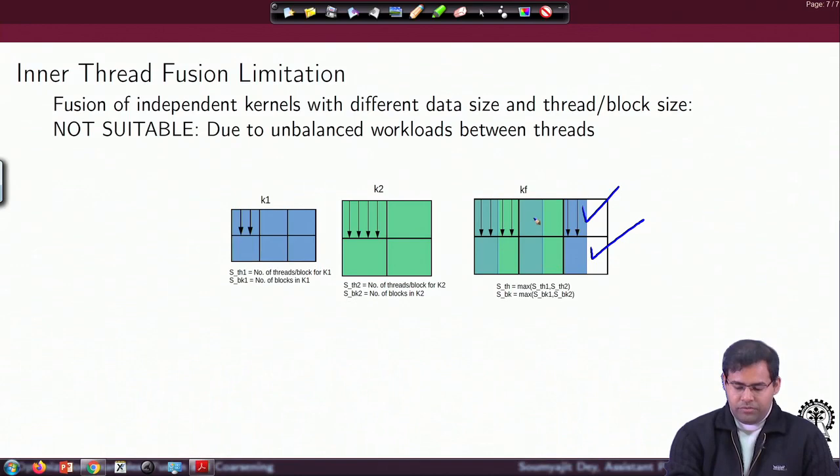For example, for all these 4 blocks, each block has 4 threads, which is the max of the threads per block of K1 and K2. And inside these 4 threads, there are 2 threads which are executing code for both K1 and K2, and 2 threads which are executing the code only for K2. So this leads to a lot of unbalanced execution, which may not be good.